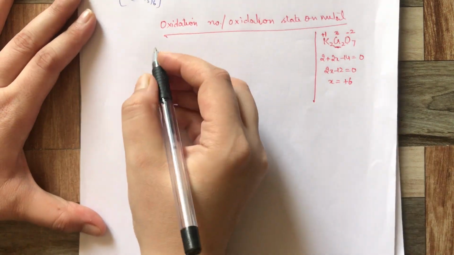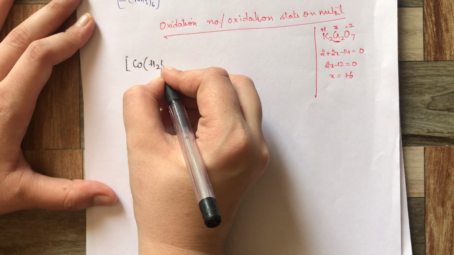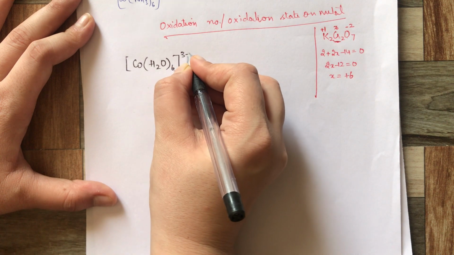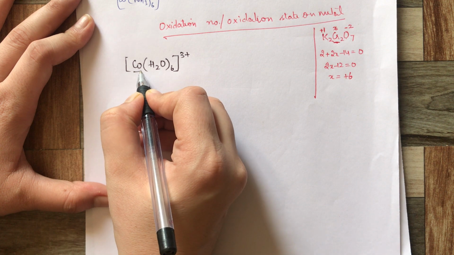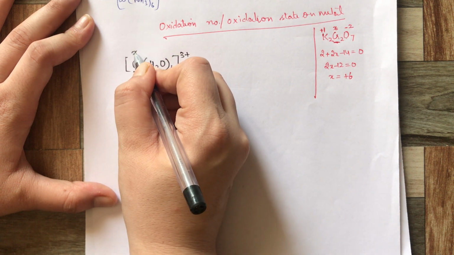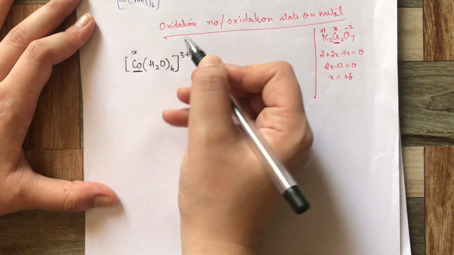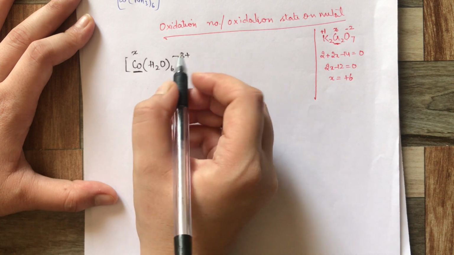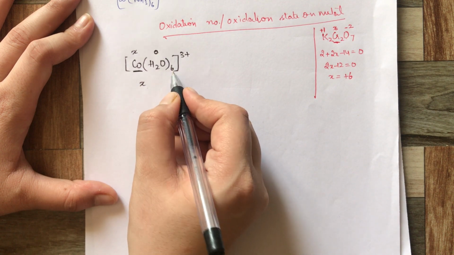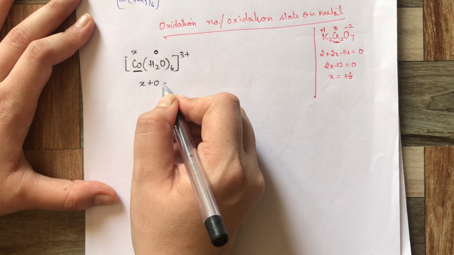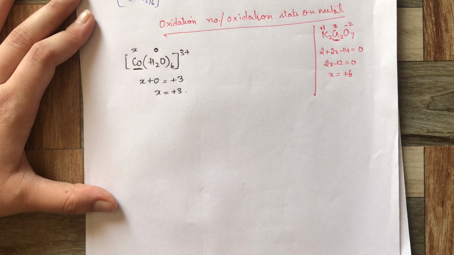Suppose you have the compound cobalt, water, whole, with charge 3 positive. On a similar basis, if you have to find the oxidation number of cobalt, you take it as x. You can only find x if you know the oxidation number of water. Water is a neutral ligand, so it bears 0 charge. So x plus 0 into 6 plus 0, and overall the molecule has charge +3. Therefore the oxidation state of cobalt is +3.